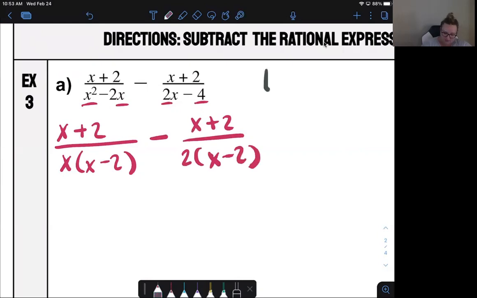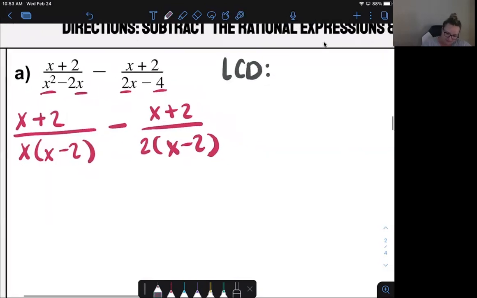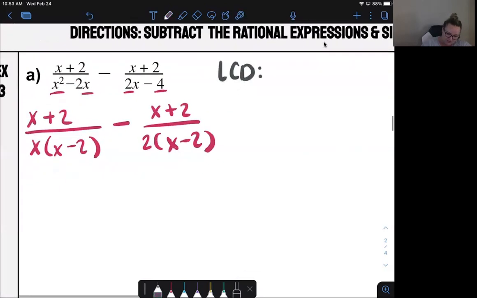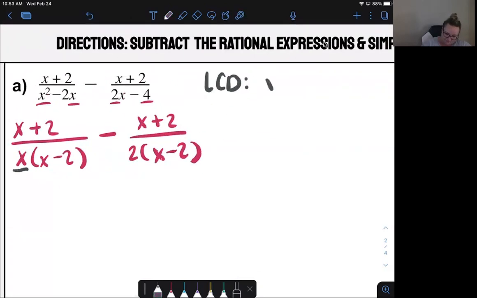So then our least common denominator needs to include an x, it needs to include an x minus 2, it needs to include a 2, and it needs to include x minus 2, which it already has, so we're good on that. So notice my LCD has 3 parts this time. It has to include the 2, the x, and the x minus 2. Well, x times x minus 2 times 2 is really 2x times x minus 2.